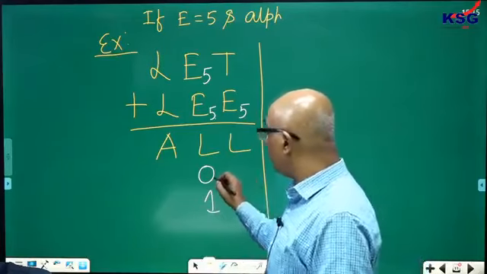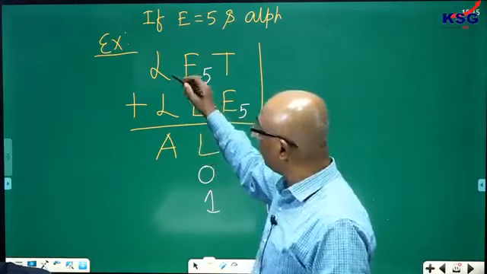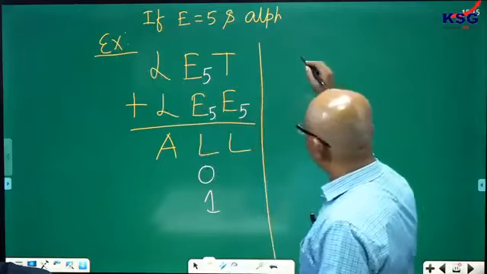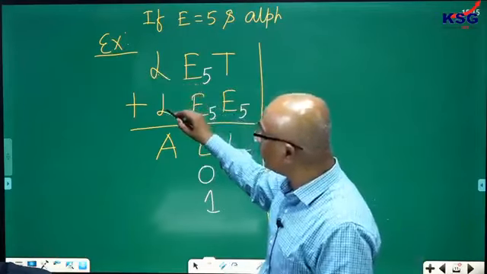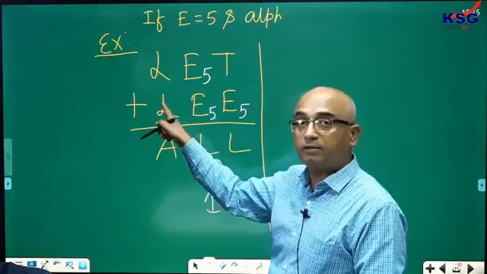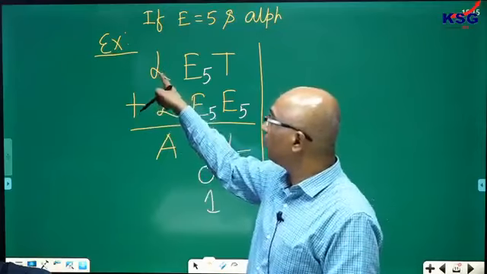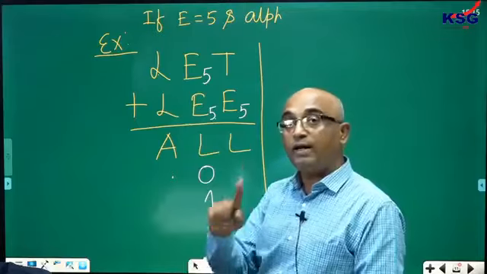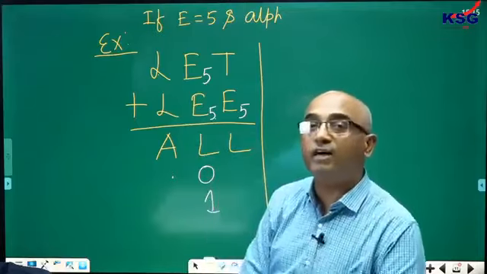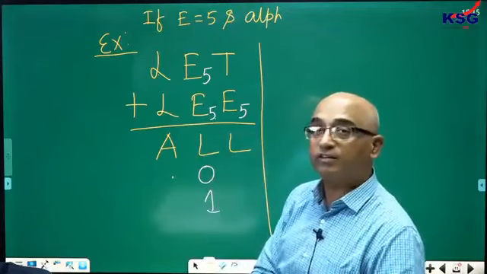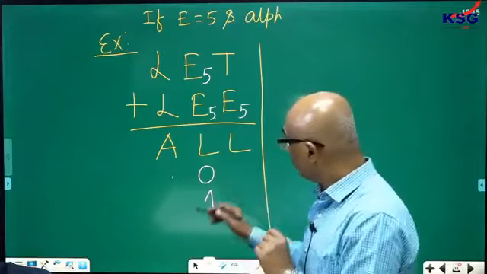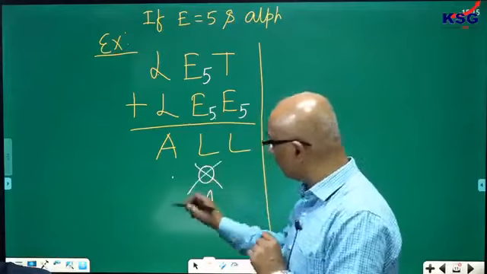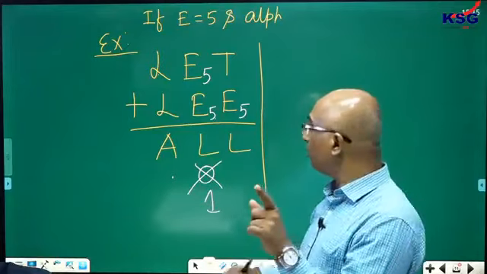But why can L not be 0? See here. If you replace L with 0 in the third position, the leftmost position, 0 plus 0 is equal to 0. A will also be 0. And the answer cannot start with 0. First listen. Therefore L cannot be 0. See why L cannot be 0.